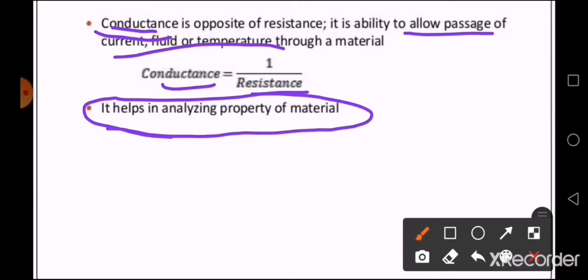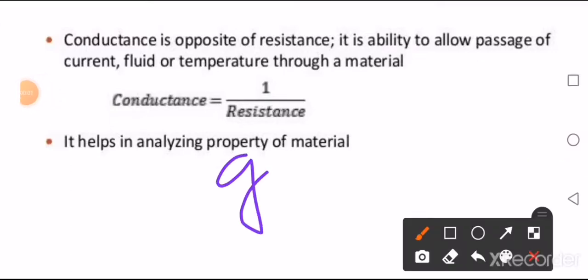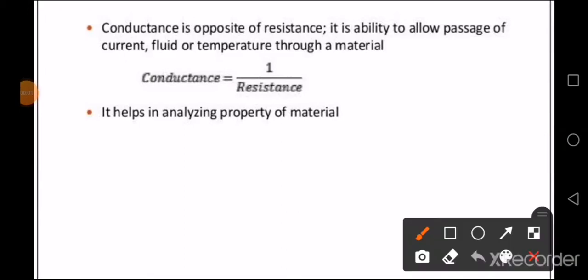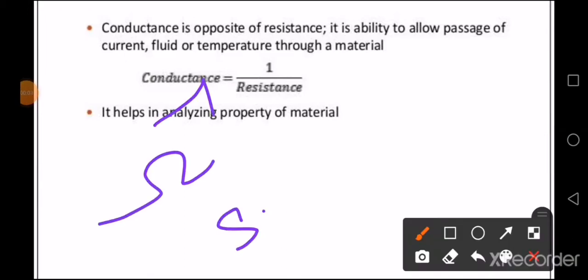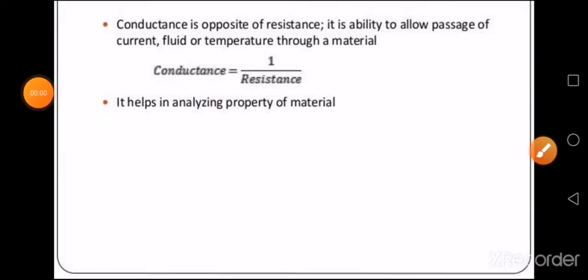Now conductance, you represent it with the small letter G, and its unit is ohm inverse, and this ohm inverse is also known as Siemen. It is named after the scientist Siemens. In short, conductance is the reciprocal of resistance.